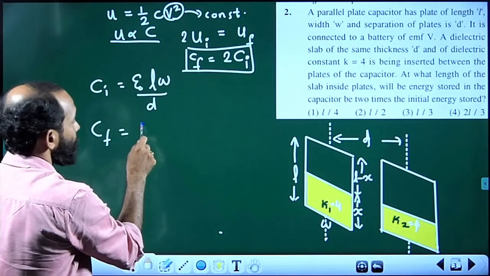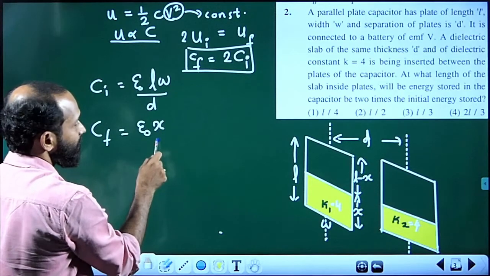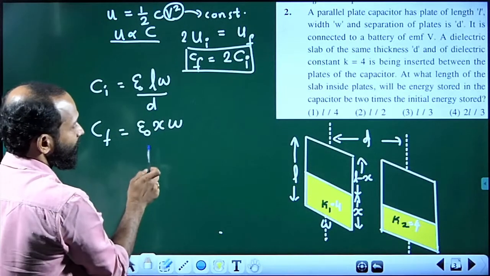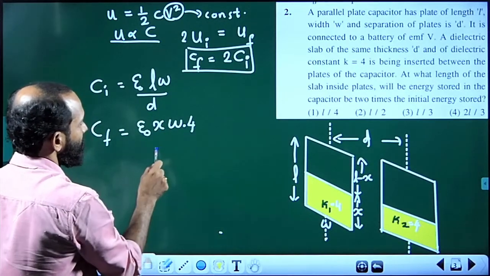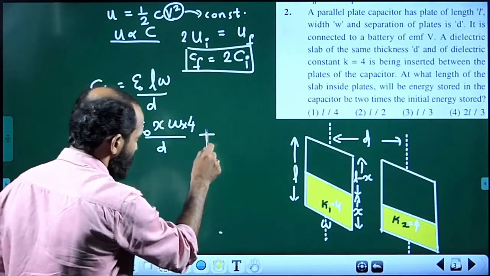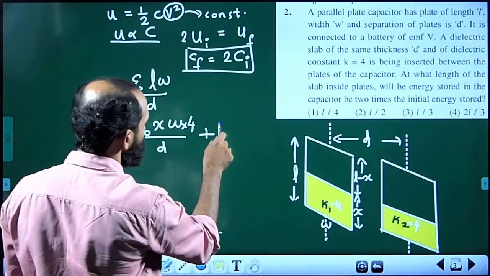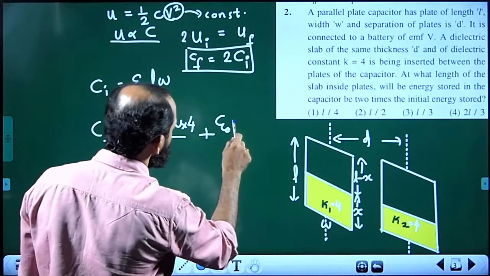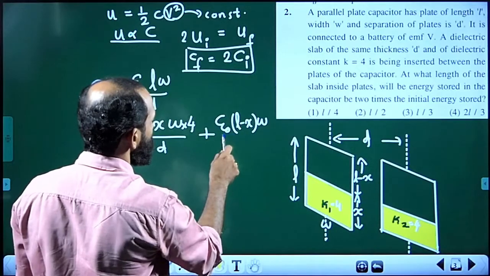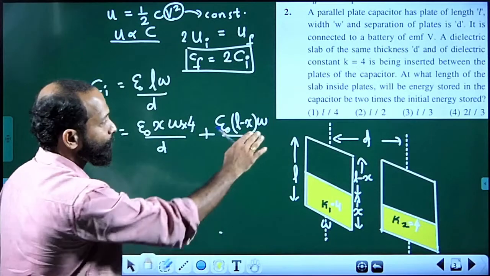what is the capacitance of the lower part? That is epsilon 0 times the area, x is the length, W is the width. Epsilon 0 into area into dielectric constant, that is 4, divided by D. Plus we have to add the capacitance of the air capacitor. What is that? Epsilon 0 times the length, that is L minus x. What is the breadth? That is the same, no change. Divided by separation, which is also the same, but the dielectric constant there is only 1, so you need not write it.